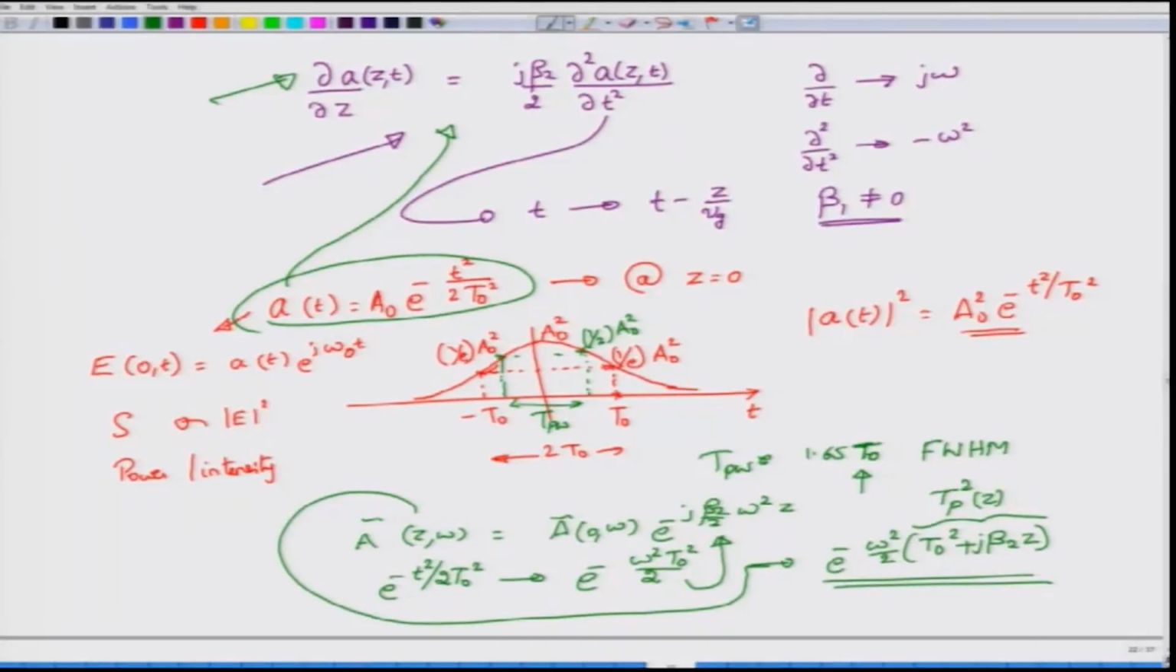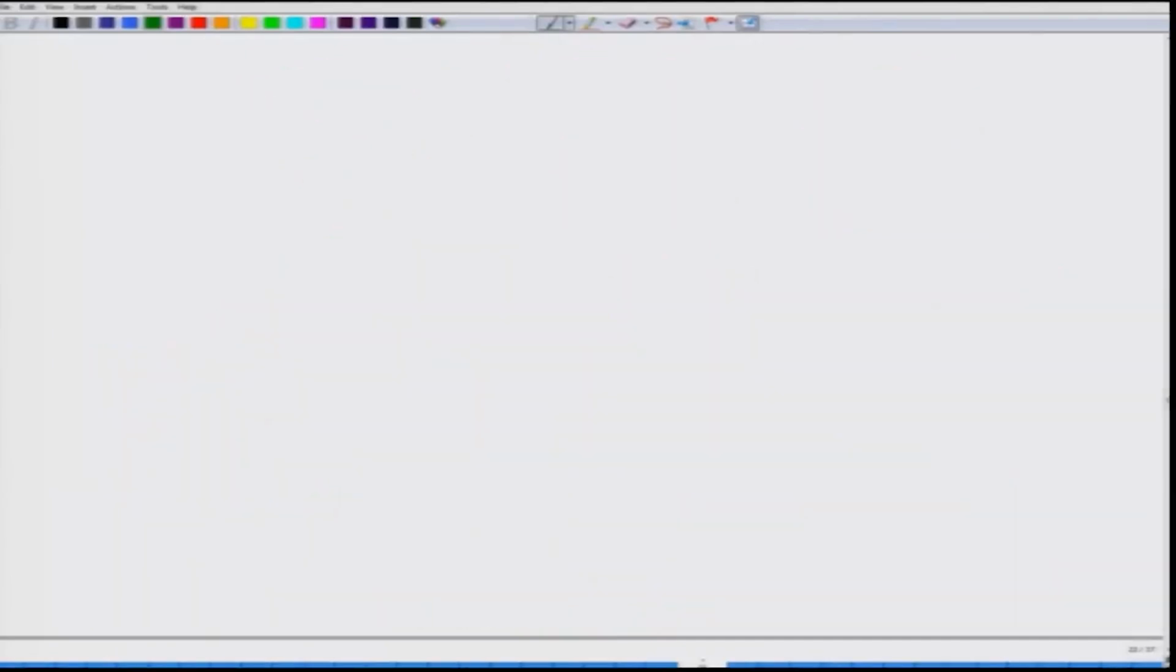So, when you take the inverse Fourier transform and write down the actual expression for A of z, t, which I will leave as a small exercise to you, you will see that there will be a constant A 0, and then that constant multiplied by a term which is very interesting, which is beta 2 square z square divided by T 0 square.